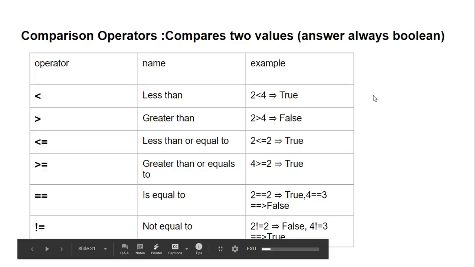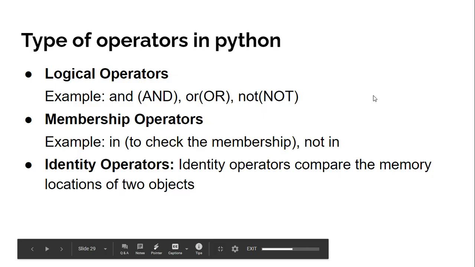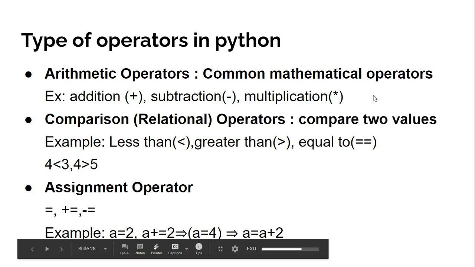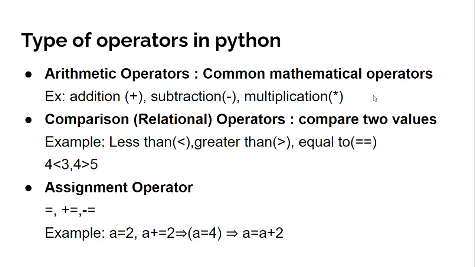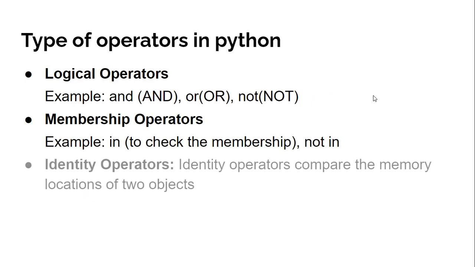So previously we have gone through arithmetic operators. As I have discussed, there are basically six types of operators. First was arithmetic operators, second was comparison operators, third was assignment operators. Next is logical operators, and next is membership operators. And there is one more, identity operators. So there are basically six types of operators in Python. Not only in Python, in most programming languages there are only six types of operators.